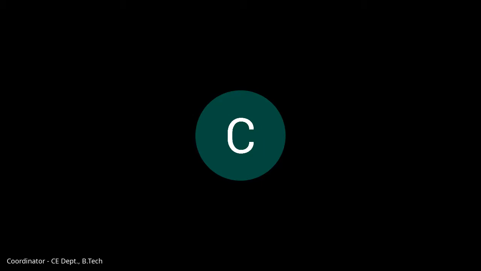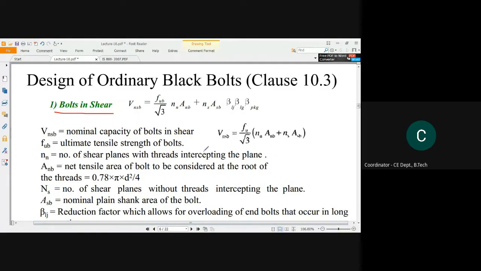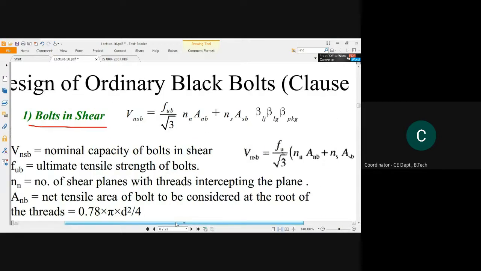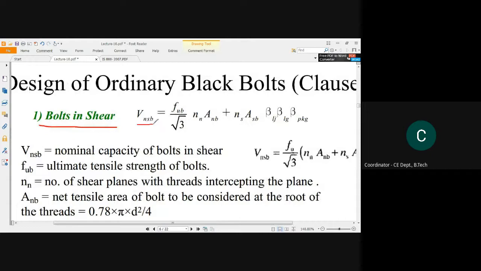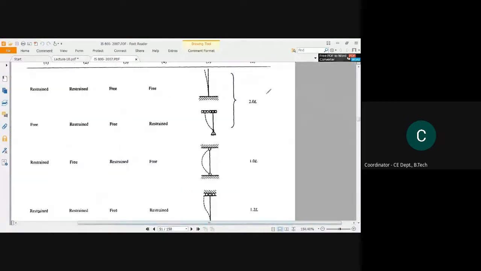Okay, we come to the part of design of ordinary black bolt. First is bolts in shear. The formula is given, you don't need to just memorize it, just go through the concept. Everything is given in the IS code, but you need to know why such formulation has occurred. You need to know the basics, right? So the bolt in shear capacity is represented as Vnsb. This is given in clause 10.3.